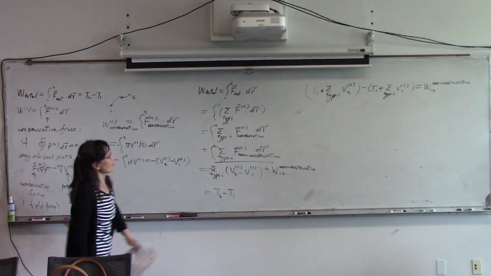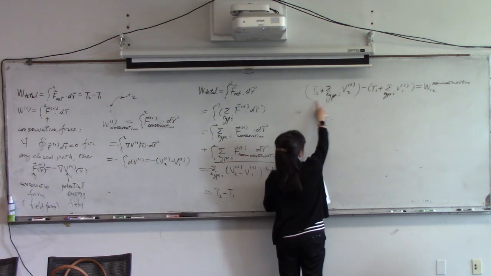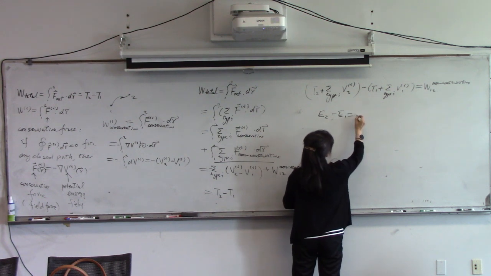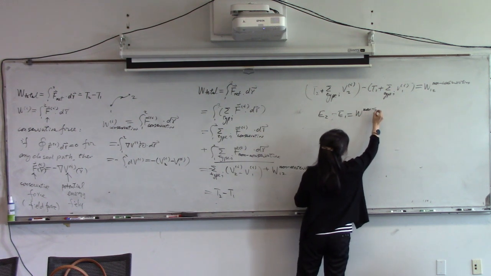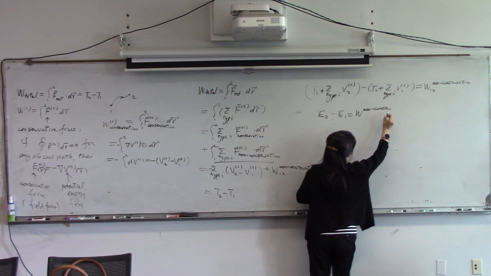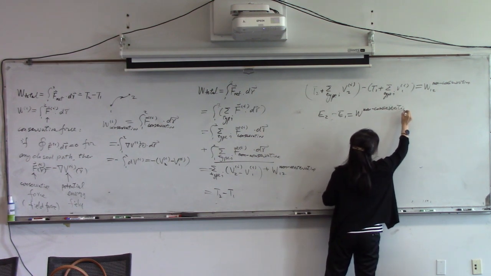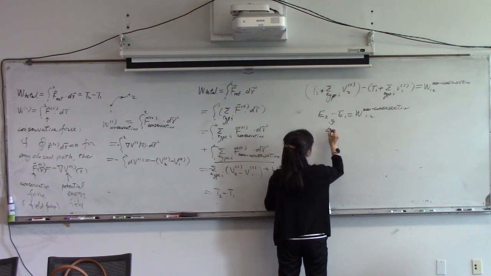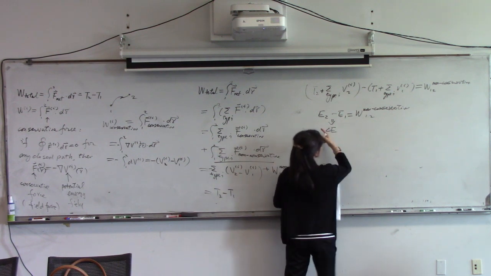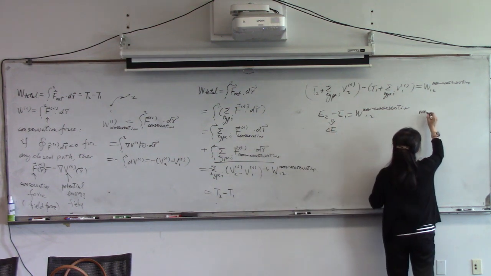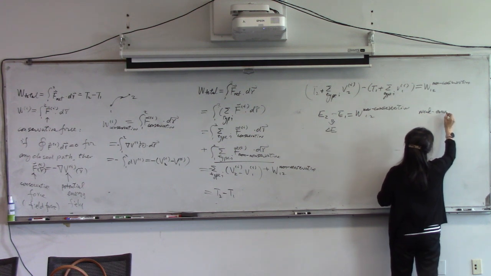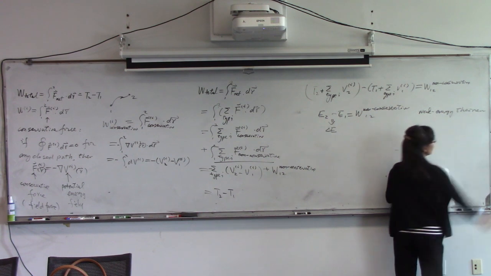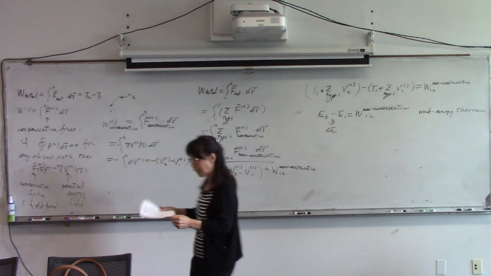Then let's look at the left-hand side. Left-hand side here is kinetic energy plus potential energy. So that is E2, total energy, minus E1, right? That is the change of energy. And this one is nothing but the work-energy theory in this mechanics, classical mechanics.